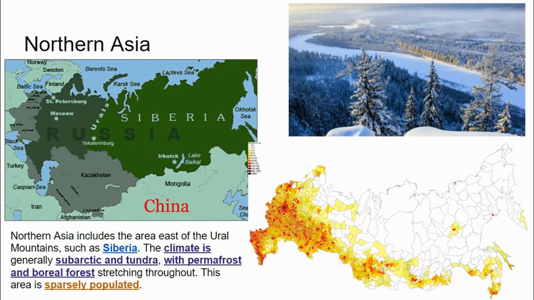There's tundra, permafrost, that permanently frozen ground, and the boreal forest, which is made up of pine trees. So it looks something like that on the top right. Because of this cold climate, not a whole lot of people live there.